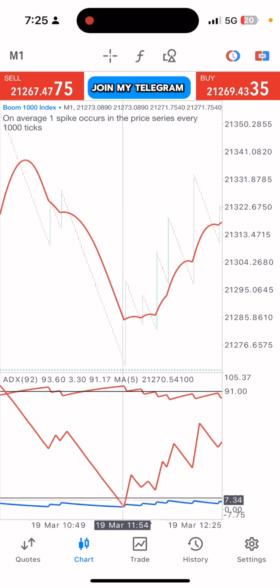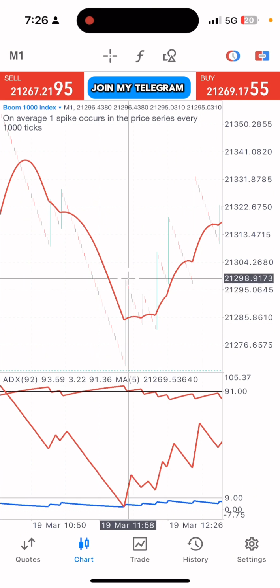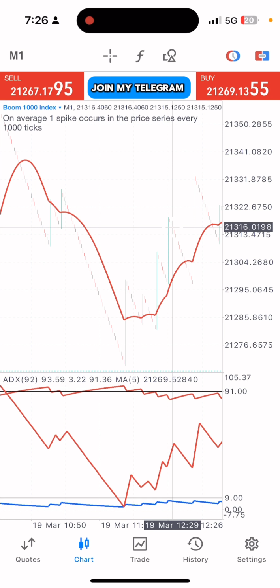Now you can take your buy immediately after this moving average crosses above. Remember, the moving average needs to cross below the level of 9, and once it is above that level, you go in for a buy. Now you are trying to catch a spike. Remember that this market can still sell for a certain amount of time before the spikes happen, so you're going to make sure that you have a little bit of patience on the market.